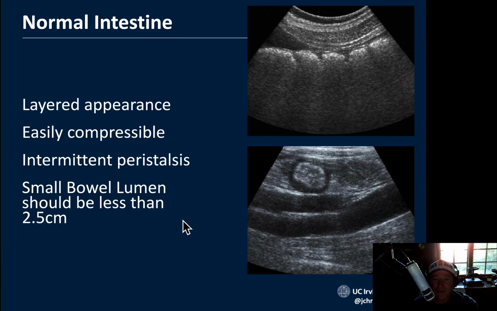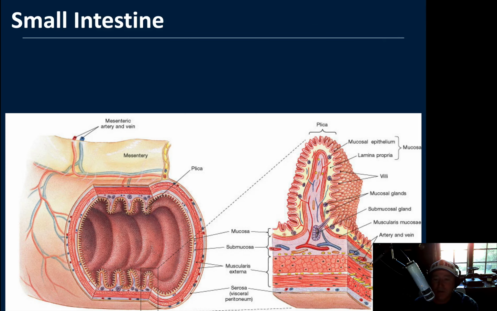And normal intestine usually just has kind of this layered appearance like this. You don't really see much. Air kind of gets in the way. Once in a while, mid-peristalsis, when all the air is out of the lumen of the bowel, you'll see the lumen there with the bowel kind of all collapsed down on itself, and the outer wall being very hypoechoic, and it should be less than 2.5 centimeters in diameter.